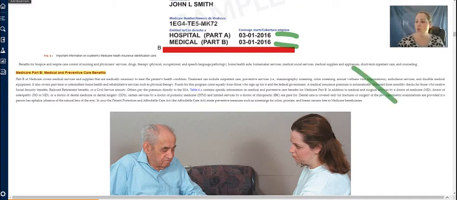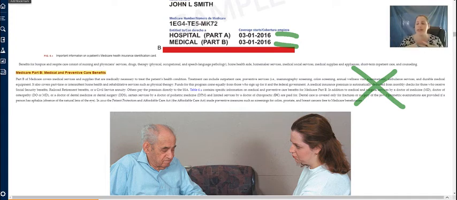Maybe I don't want to pay that premium out of my Social Security check. The main reason that somebody would say no to that is because they're still working and they might have insurance through their employer. So let's say I'm a teacher, I'm a lawyer, I'm a doctor, and I've got good health insurance and I'm still working.